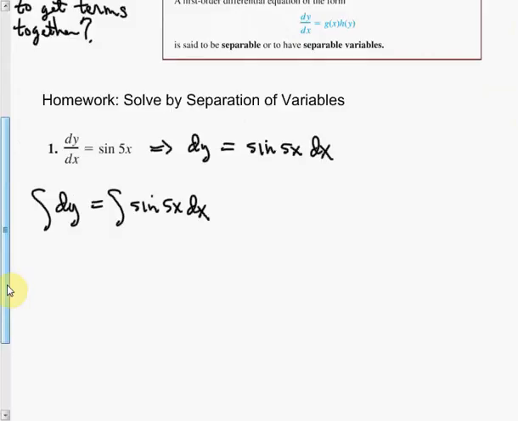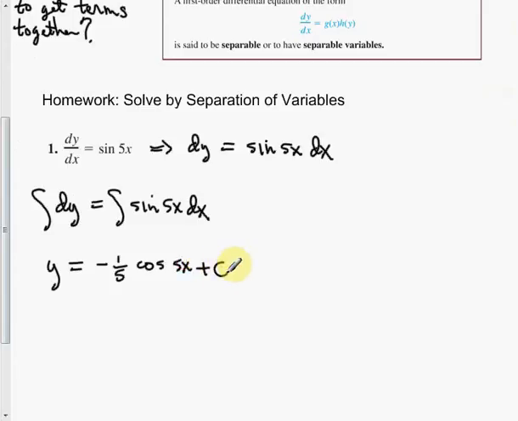What do you get? Wow, this guy is great. That's right. Negative 1/5 cosine 5x plus c. So here we get y is equal to negative 1/5 cosine 5x plus c.